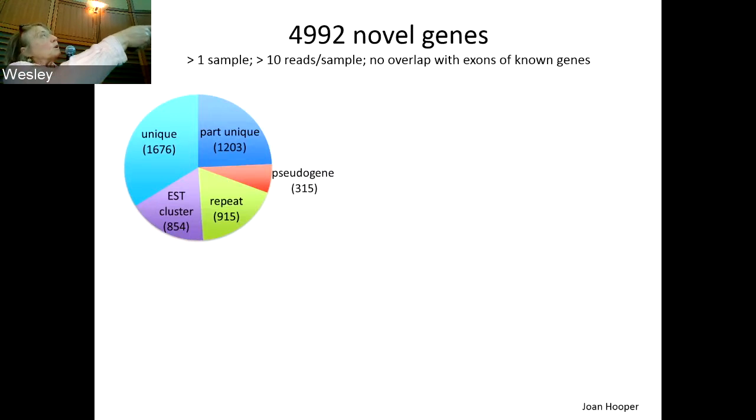A few of them are entirely contained within repetitive elements, LTRs. And so those are probably mapping garbage. So probably we have about 20% garbage, and about 80% interesting new stuff.